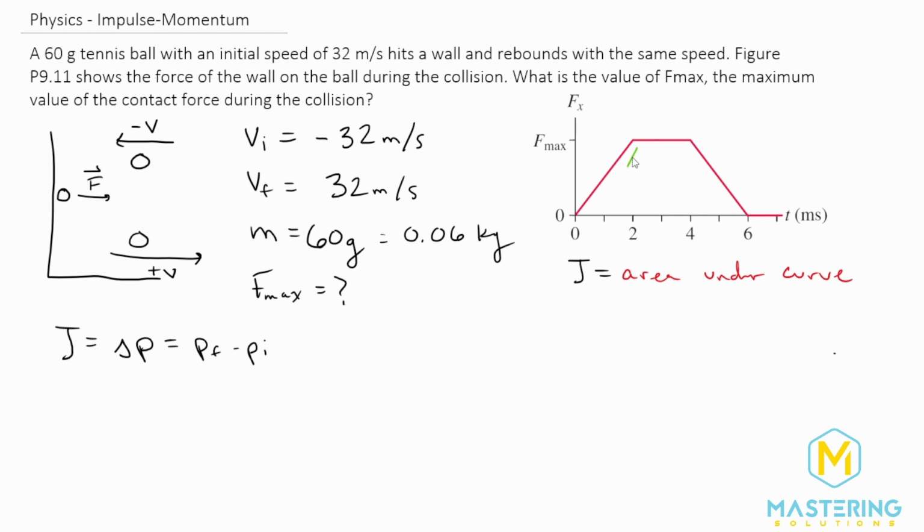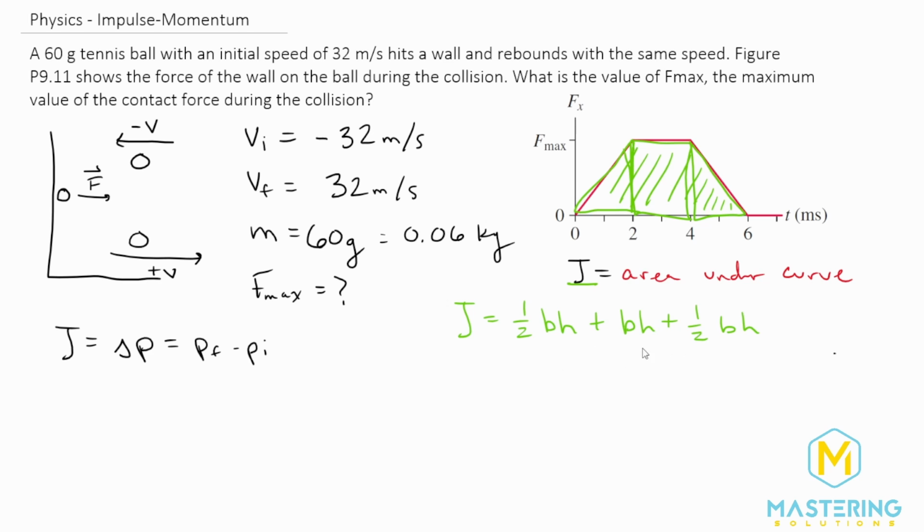So we need to find all of this area here, which will also give us what the impulse is. So to do this, we're going to find what the area is of this triangle right here. And then we have this triangle right here. And then, of course, this square. So J is going to be equal to 1/2 the base times the height for the first triangle plus the base times the height for the square, and then 1/2 the base times the height of the second triangle.